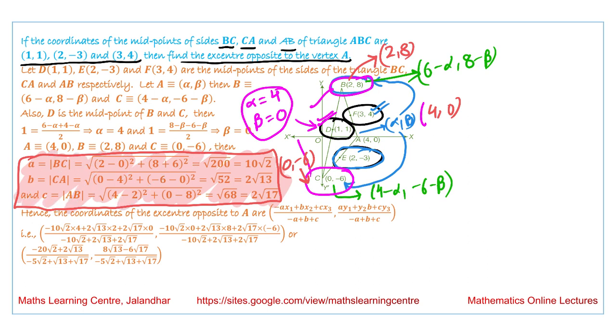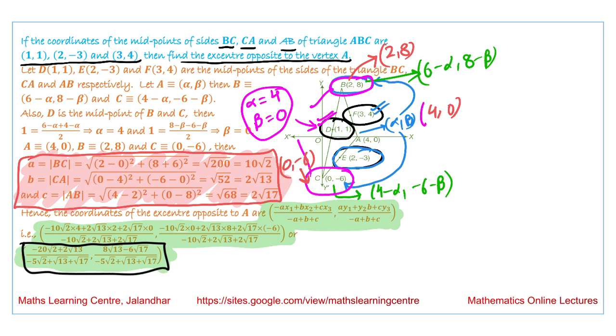These are the 3 sides we have calculated, and by substituting these values in the formula for the excenter, we have obtained the coordinates of the excenter opposite to A. We have substituted the values of a, b, c, x1, x2, x3, y1, y2, y3 in these formulas, and we obtain the final answer in this form. So these are the coordinates of the excenter opposite to the vertex A corresponding to this triangle.